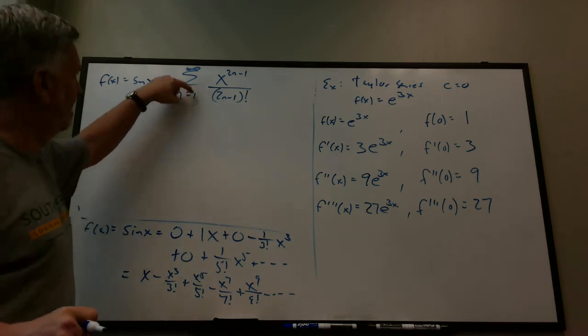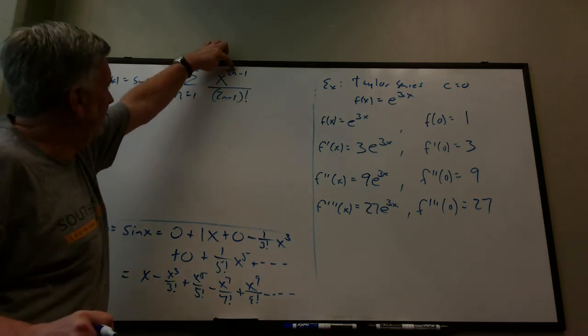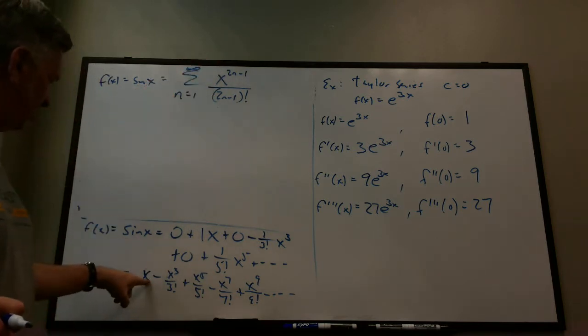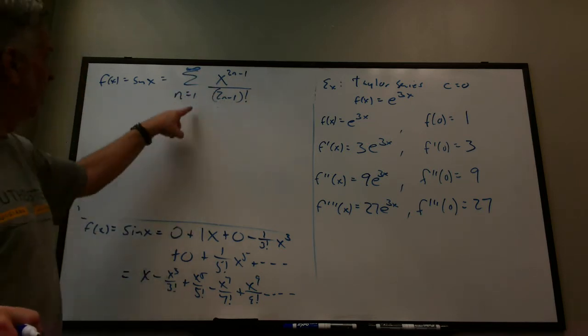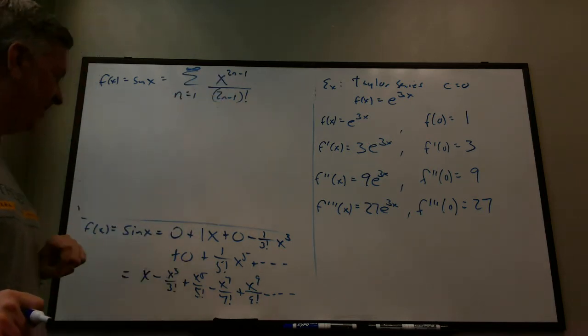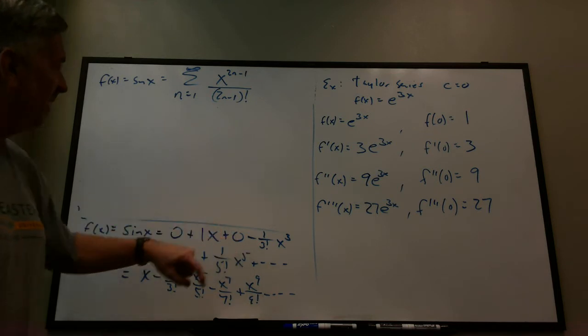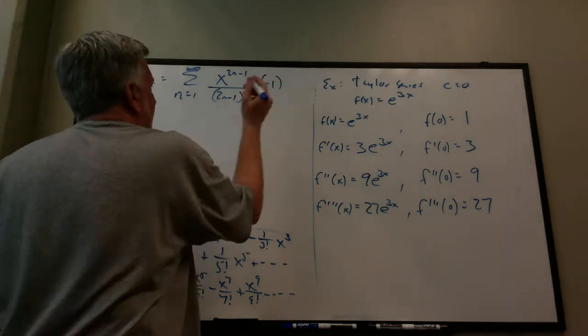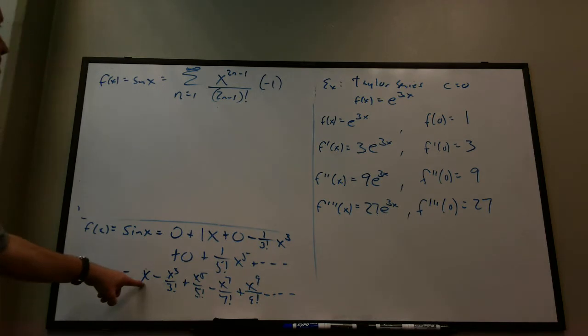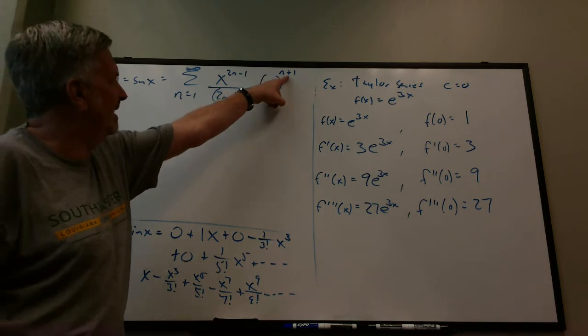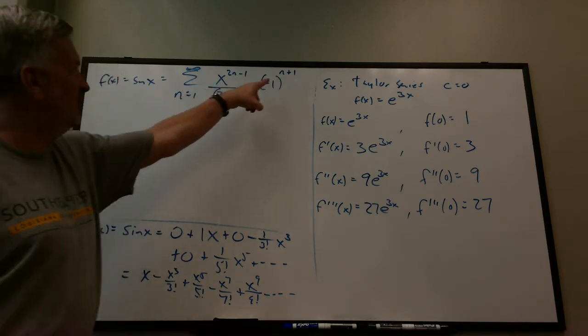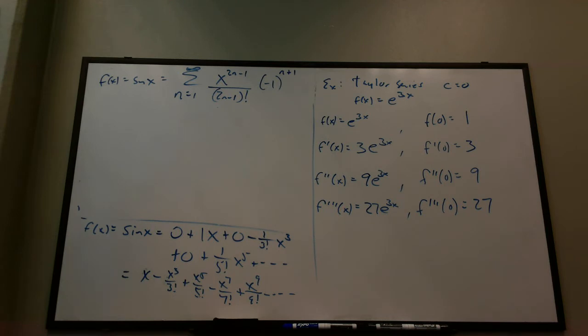So when n is 1, I get x to the first over 1 factorial. When n is 2, I get x cubed over 3 factorial. When n is 3, I get x to the 5 over 5 factorial. Notice I haven't adjusted for the plus minus, but I need the first term to be plus, so I can do negative 1 to the n plus 1. When I plug in 1, I get negative 1 squared, which is fine. And when n is 2, I get negative 1 cubed, which is fine. Okay, so there's our series formula for sine.